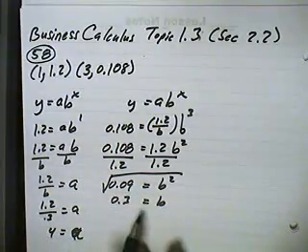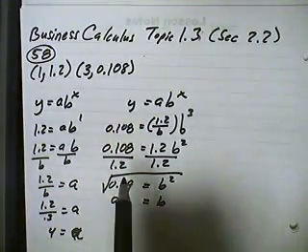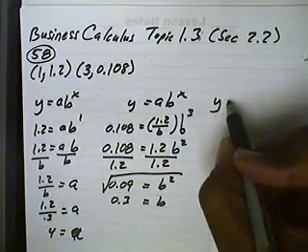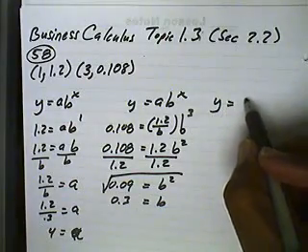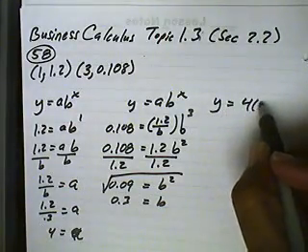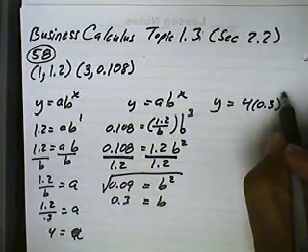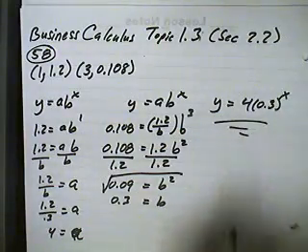A is 4, and I have b here is 0.3. So my final answer will be y equals a is 4, and b is 0.3 all raised to the x power, and that's my function.